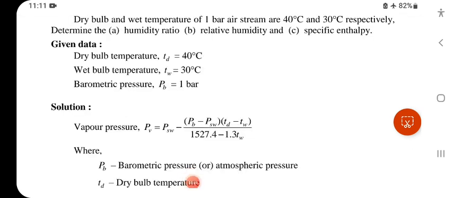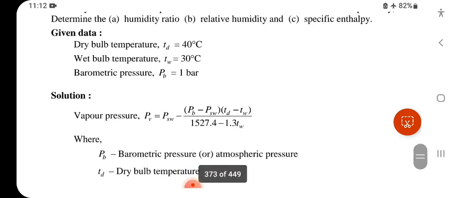Next we go for another problem. Dry bulb temperature and wet bulb temperature of 1 bar air stream are 40 degrees Celsius and 30 degrees Celsius respectively, and determine the humidity ratio, relative humidity and the specific enthalpy. Here the data, dry bulb temperature 40 degrees Celsius and the wet bulb temperature 30 degrees Celsius and the barometric pressure 1 bar is given in the problem. So here we find out the humidity ratio.